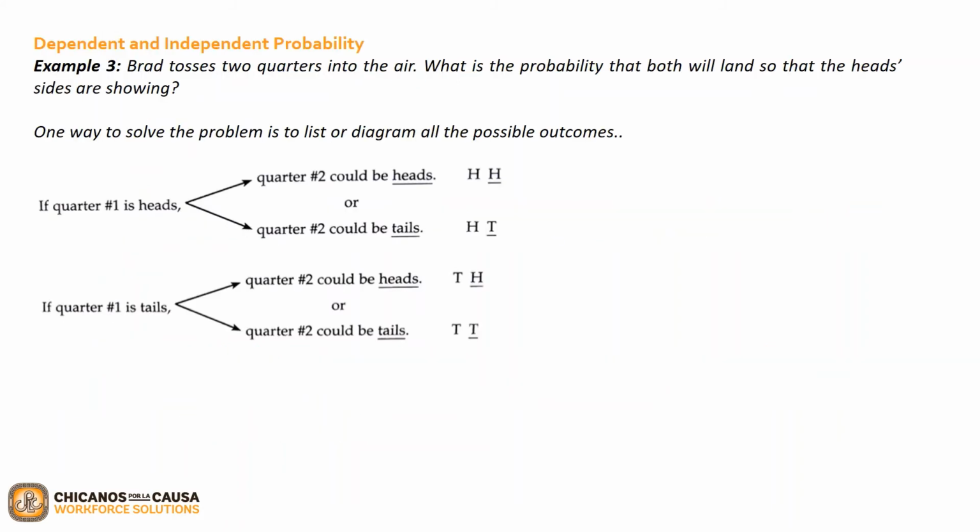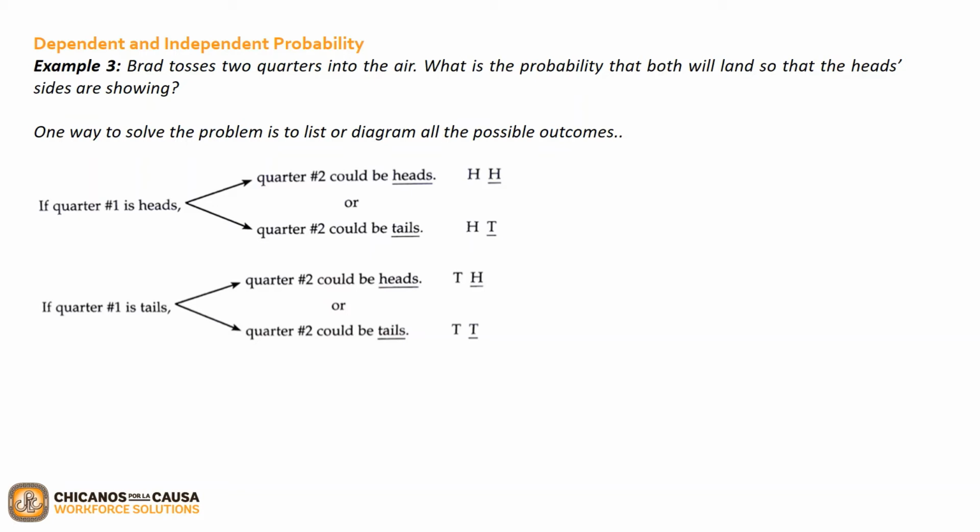Let's go ahead and move forward to example 3. That states, Brad tosses 2 quarters into the air. What is the probability that both will land so that the head sides are showing? So one way to solve this problem is to list or diagram all the possible outcomes. So right here we kind of have a little diagram of what could take place.